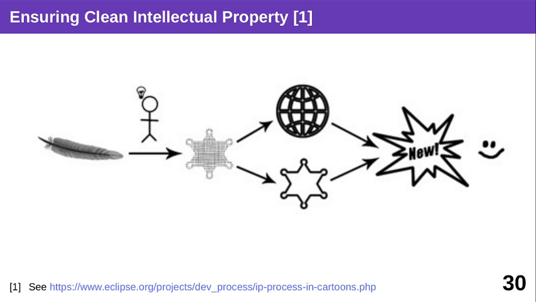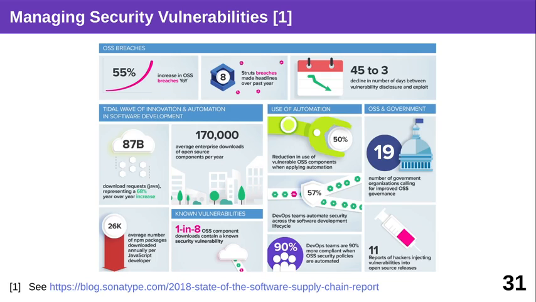So you need processes for all of this. The Eclipse Foundation has a nice governance process, and you need to ensure that your own intellectual property, as it builds on the open source software, remains clean, and I just discussed this under the open source governance processes.